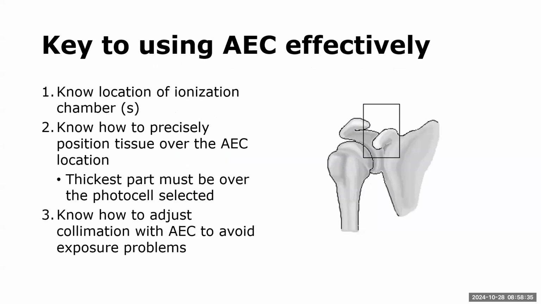So the key to using the AEC effectively is know the location of the chambers, the ionization chambers, the little either circles or rectangles or whatever. Know how to precisely position tissue over the AEC location, meaning the thickest part should be over the photocell that you have selected, and know how to adjust collimation with AEC to avoid exposure problems. So again, the extremes. You don't want the collimation to be open so big that it causes you problems. You also don't want to be collimated so narrow that maybe you're collimating off part of the photocell. So the happy medium.